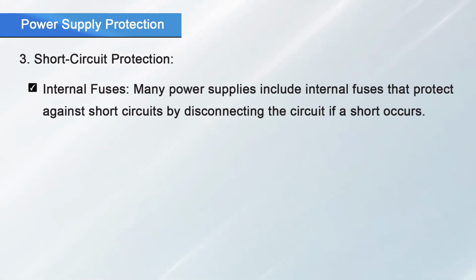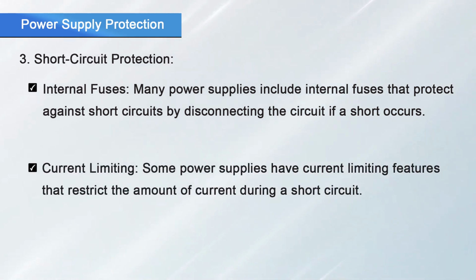Now third is short circuit protection, which includes internal fuses and current limiting. First, the internal fuse. Many power supplies include an internal fuse that protects against a short circuit by disconnecting the circuit if a short circuit condition occurs in the system. Next is current limiting. Some power supplies have current limiting features that restrict the amount of current during a short circuit condition.